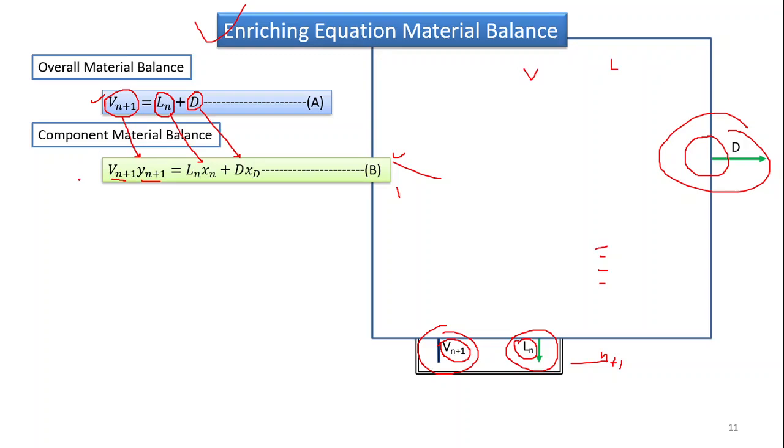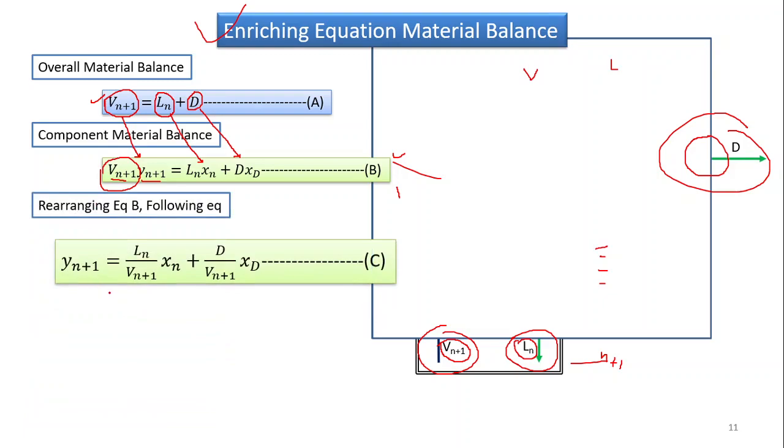Now in the component material balance, if we divide all these equations by Vn+1, it looks like Yn+1 is equal to Ln upon Vn+1 Xn plus D upon Vn+1 XD. Okay, so this is the equation that we have derived for the enriching section.